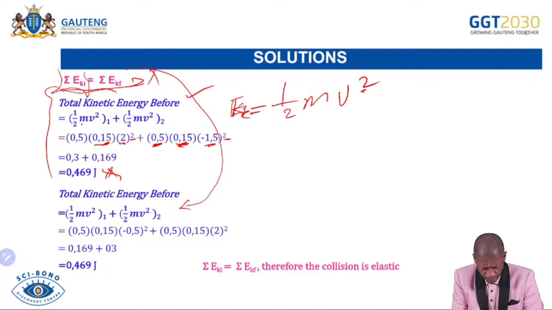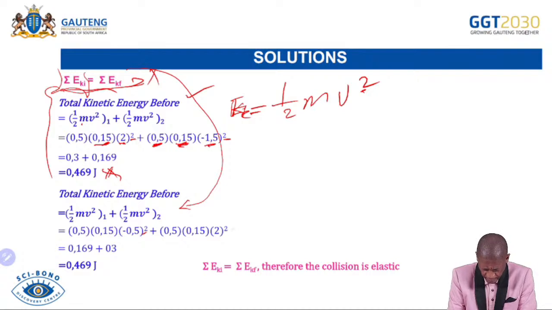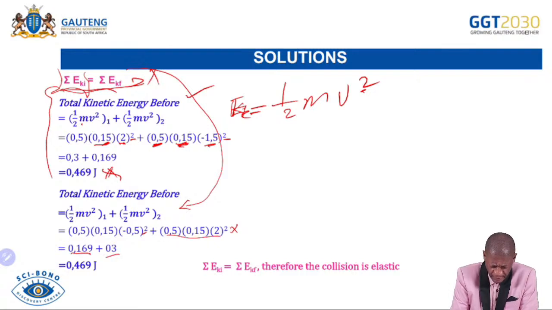Now you've got 0,5 multiplied by 0,15 multiplied by negative 0,15 squared. That squared is still there. Plus 0,15 multiplied by 0,5 multiplied by 0,15 multiplied by 2, right? This is what you have, right? Then you multiply the 2, you got this one, you multiply this one, you get this one. Then you add the 2, it gives you the same answer as that one.